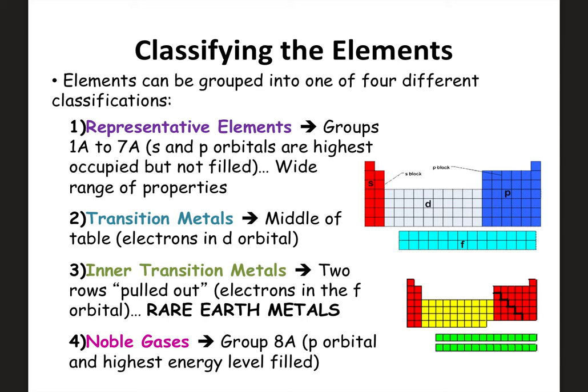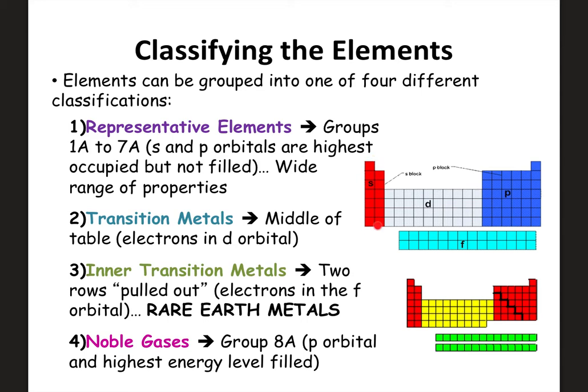And then in the middle here, in the D block, we have what's called the transition metals. And then down here in the F's, another way of grouping this, we have the inner transition metals. They're also known as the rare earth metals. And then finally, the very far right column of the periodic table is called the noble gases. So we already know that when the P block is fully filled, those are called your noble gases. So this is just a different way of grouping the elements based on electron configurations.